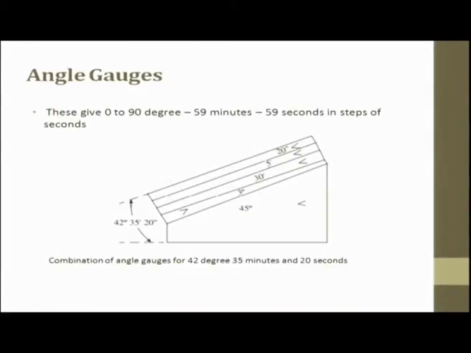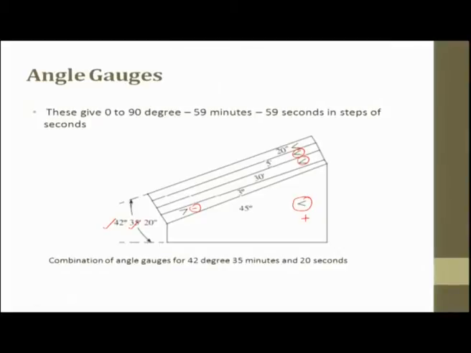So, thus given 0 to 90 degrees, 59 minutes 59 seconds, you can get in steps of seconds. Here what we do is we try to take 45 degrees. Let us take this as positive and the arrow is towards this. So, this is negative. So, 45 minus 3 leads to 42, and then here we try to take 30 minutes, and then we also take 5 minutes, both in the same direction.